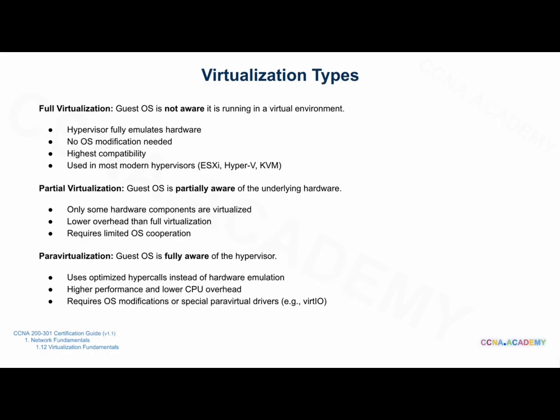There are a few different ways virtualization can be implemented behind the scenes. Full virtualization is the most common, where the guest OS thinks it's running on real hardware, even though everything is emulated by the hypervisor. Partial virtualization exposes some hardware directly, reducing overhead but requiring some OS awareness. And para-virtualization takes that a step further by allowing the OS to communicate directly with the hypervisor using optimized calls. These different approaches give you different trade-offs between performance, compatibility, and efficiency.